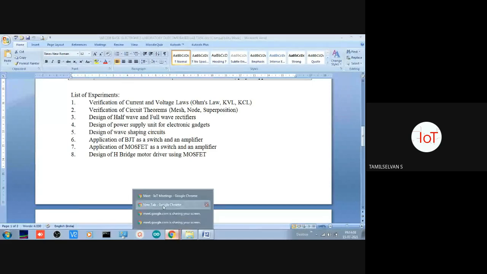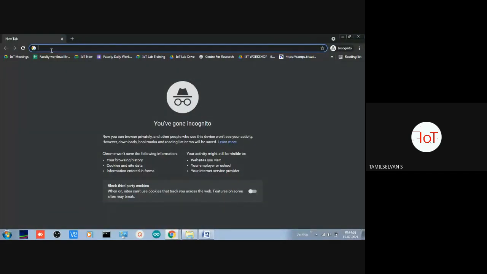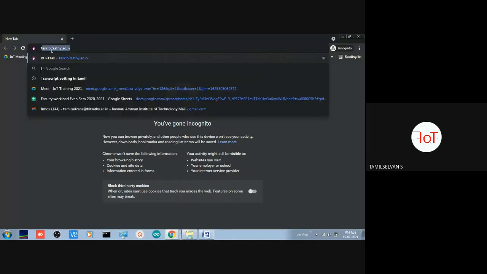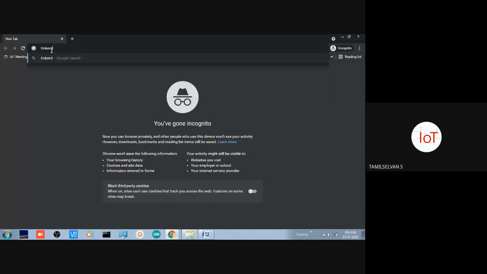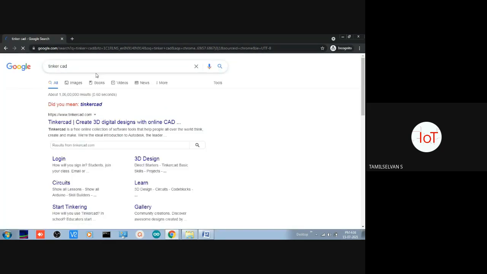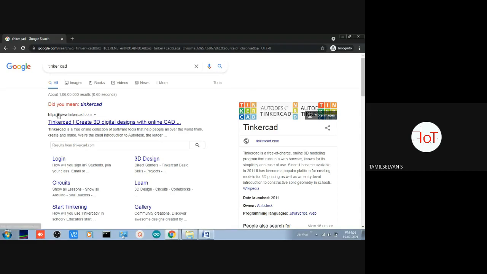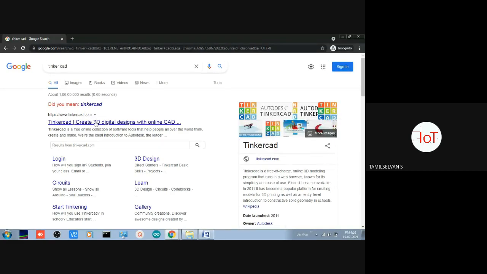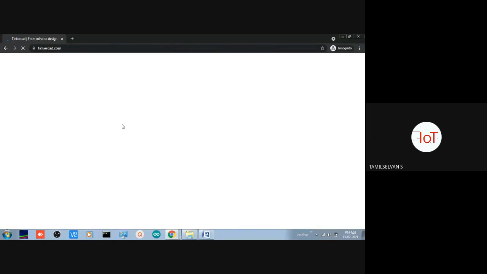For that, we are going to use an online tool, because you are all at home. You can use this particular site, Tinkercad. I hope sir has introduced it. Tinkercad is the name of this online tool. If you type Tinkercad in Google, you will be directed to this particular website. You click onto this.